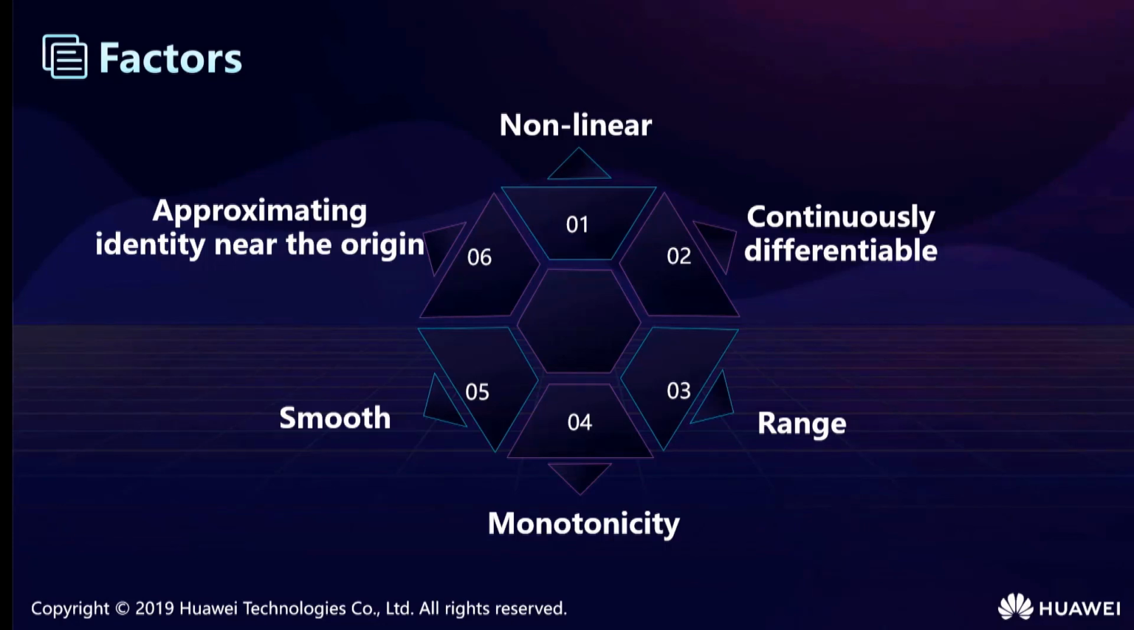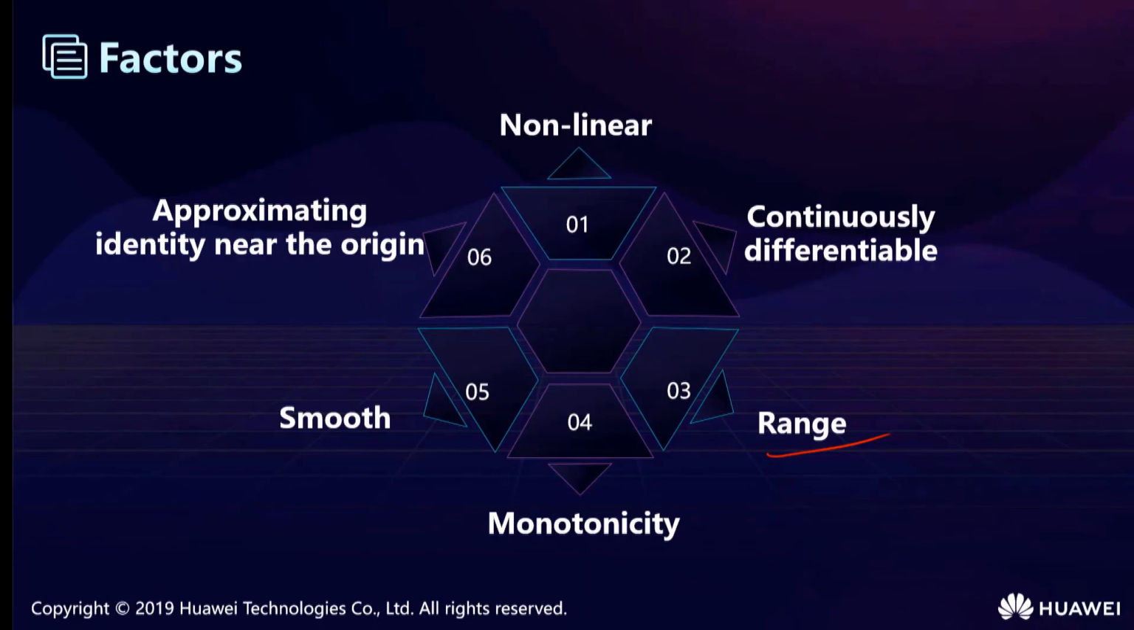Also, we should consider the range. When the range of the function is finite, gradient-based training methods tend to be more stable. When the range is infinite, training is generally more efficient, but it's easier to diverge. Smaller training rates are typically necessary.